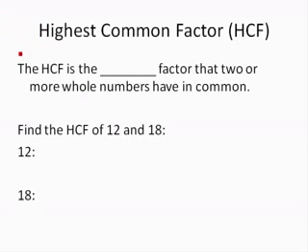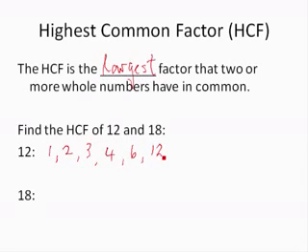The highest common factor, or HCF, of 2 or more whole numbers is the largest factor that those two or more whole numbers have in common. So here's how we find the HCF of 12 and 18. First of all, write down all the factors of 12. Now they're 1, 2, 3, 4, 6, and 12.